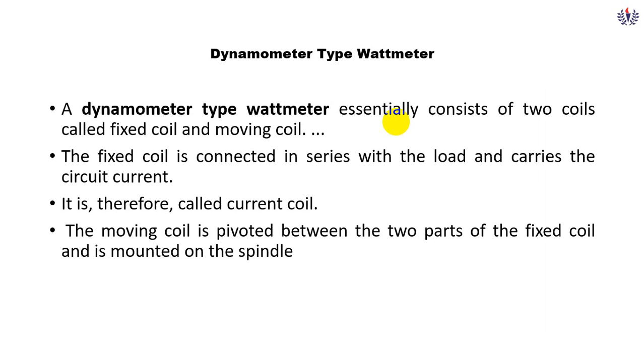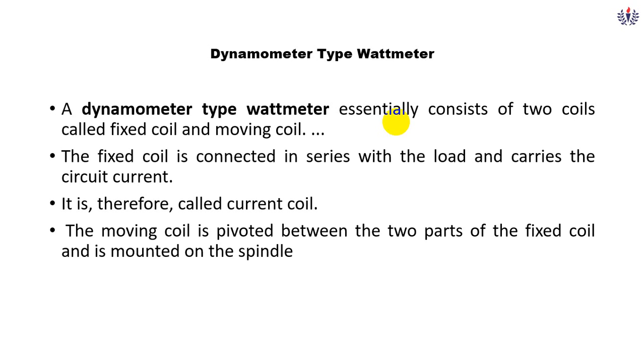Now we are going to see about the dynamometer type watt meter. So why is it dynamometer type? We know the dynamo principle. Similar to that, a coil will be moving inside. That principle is known as the dynamometer type principle. Here it essentially consists of two coils. One is a fixed coil, the other one is the moving coil.